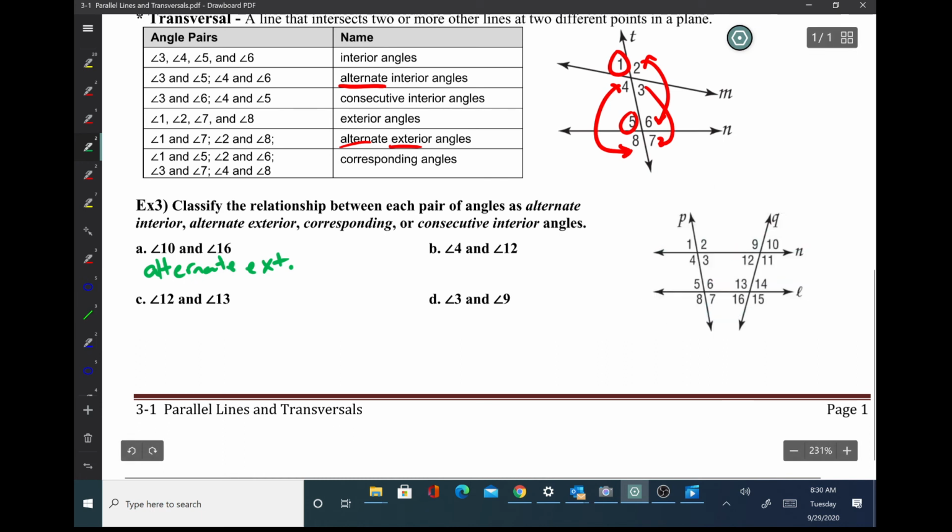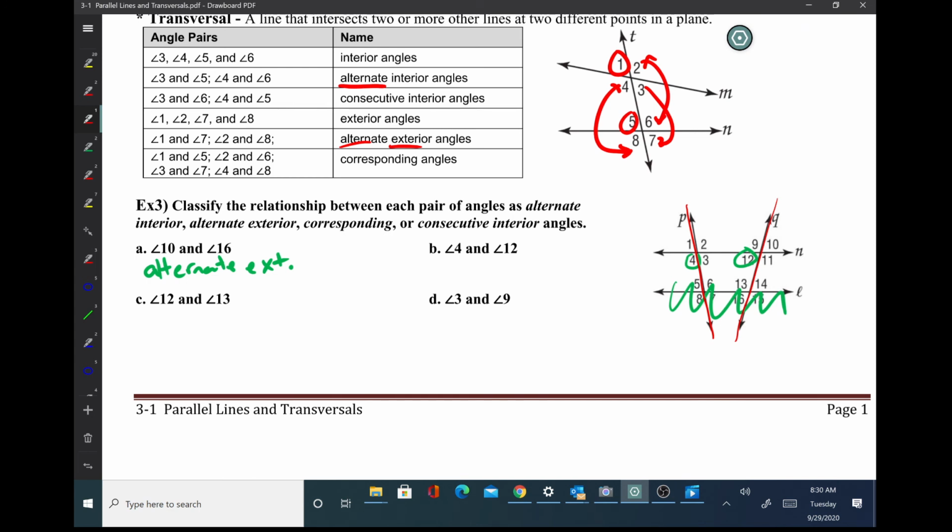All right, 4 and 12. Let's look at 4 and let's look at 12. Okay, so basically just ignore this, right? Okay, so what are our two lines this time? Well, our lines are P and Q, right? Are they interior or exterior? Well, you have one that's exterior and you have one that's interior, right? 4 is exterior and 12 is interior. So they're not interior or exterior, they're that special one. Remember corresponding, right? Corresponding. They're on the same side of the transversal, and one's interior and one's exterior, right? So those are corresponding.